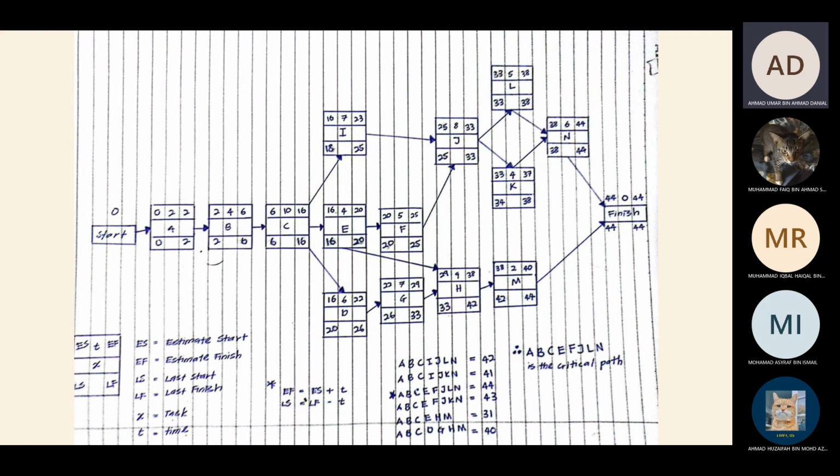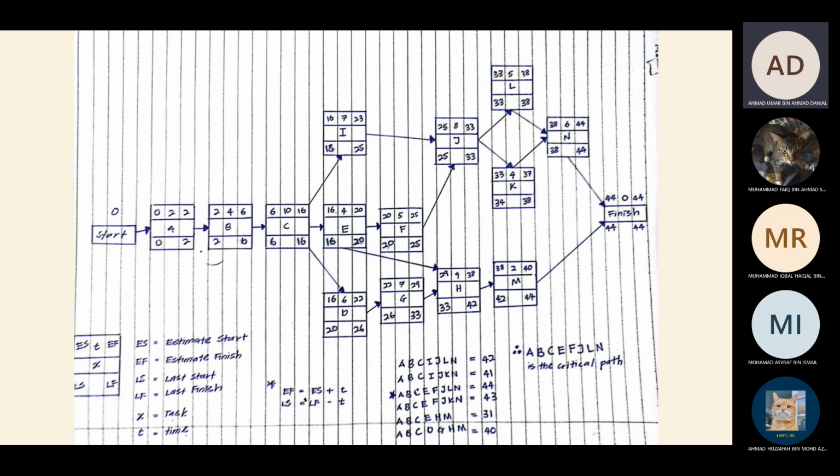Then next step, we rewind from the finish to the start to find LS and LF. So the formula to get the LS, which is last start, is by subtracting the time from the last finish. So we will get an answer of 0 if we rewind from finish to start.